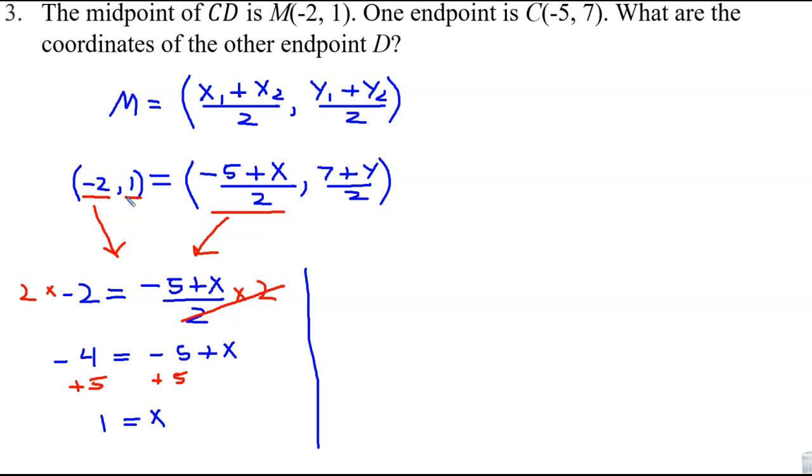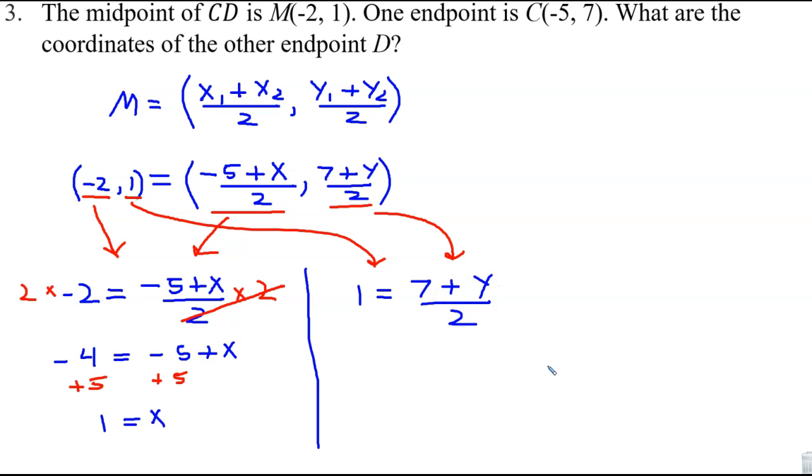We'll take the y coordinate of the midpoint and the y part of the midpoint formula. We'll set those equal to each other and say that 1 is equal to 7 plus y over 2. And then solve it in the exact same way.